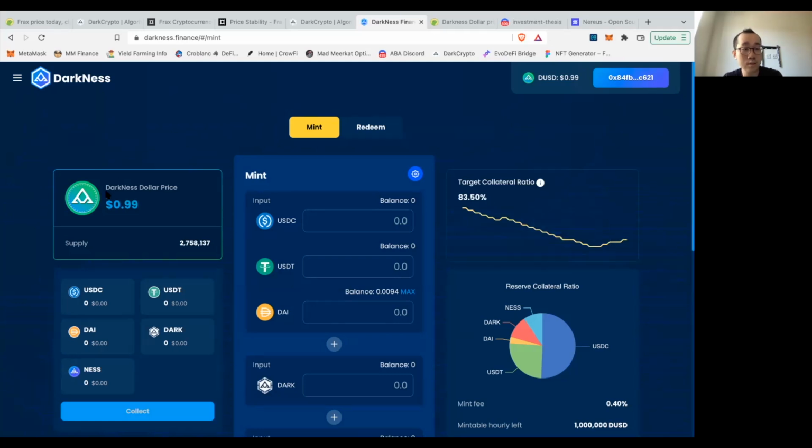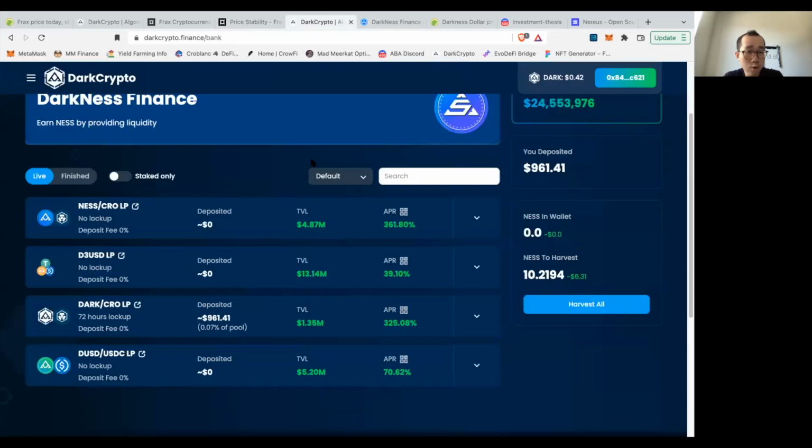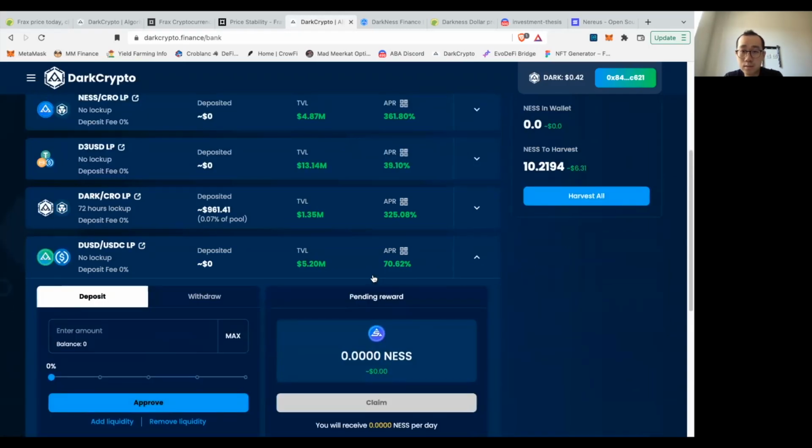value of this stablecoin. So as a summary, if we go over to farm darkness dollar and USDC in this DUSD USDC LP pool, this 70.62% APR seems pretty attractive given that CRO USDC pools are also paying about the same amount on Mad Meerkat Finance.